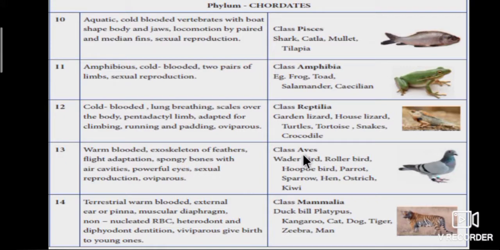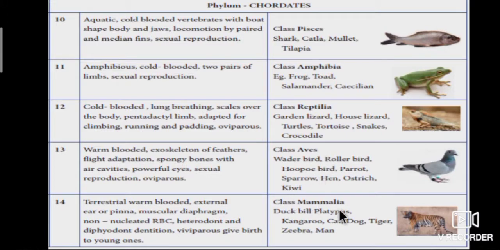Next class, Aves. It is warm-blooded, exoskeleton of feathers, flight adaptation, spongy bones with air cavities, powerful eyes, involves sexual reproduction and oviparous. Waterbird, rollerbird, hoopoe bird are the examples for Aves.